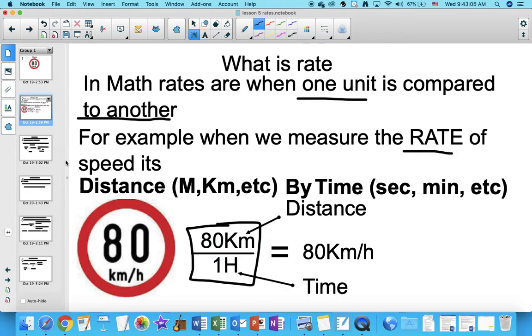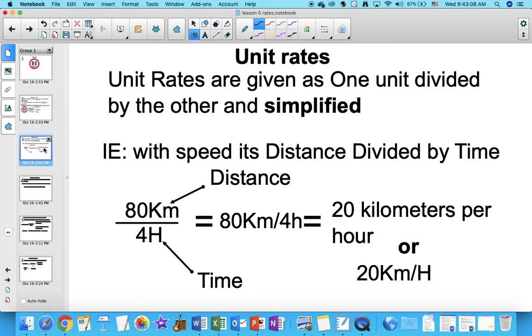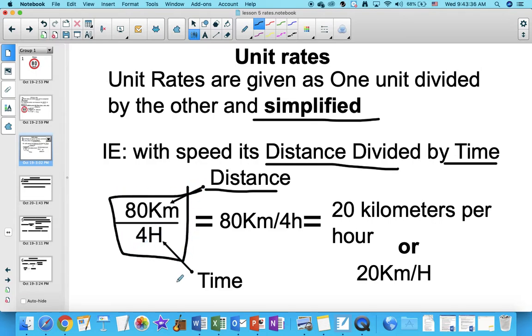So let's talk about the two different rates we will see. You've got rates and unit rates. Unit rates are given as one unit divided by another and simplified. With speed, it's distance divided by time, right? So we have 80 kilometers in 4 hours. We would call that the rate. But if we simplify this fraction, 80 over 4, that's 20 kilometers per hour. I could divide this by 4 and divide this by 4 to get 20.